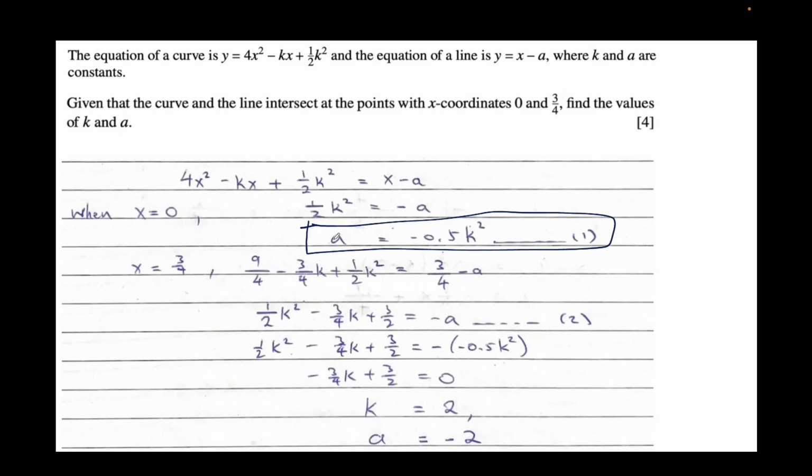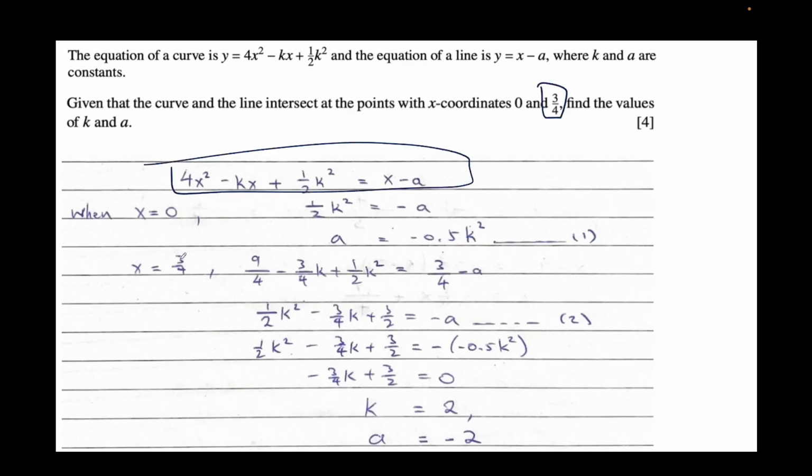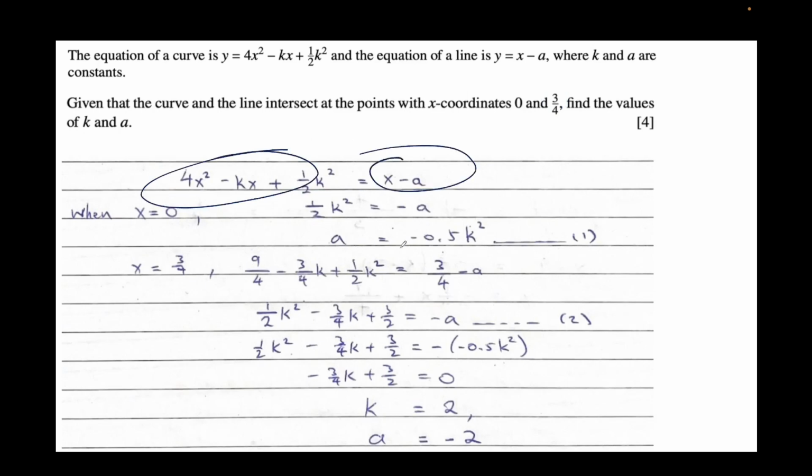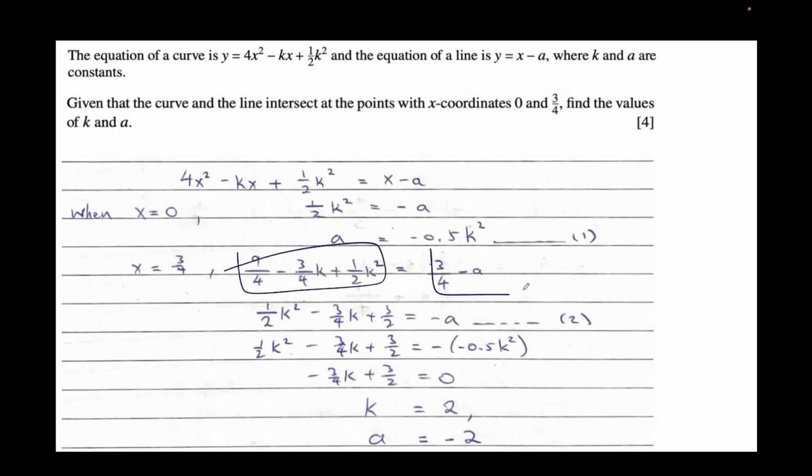You make one equal to another. Combine them to make the same letter. So we've got the first relationship, a is equal to negative 0.5 k squared. And then same thing over here, using this information to substitute to make this true. Because you know when x equals 3 over 4, this has to equal this. And that's why you have this and this. And then you understand it's going to be a half k squared minus 3 over 4 k plus 9 over 4. Moving this to that side, right?